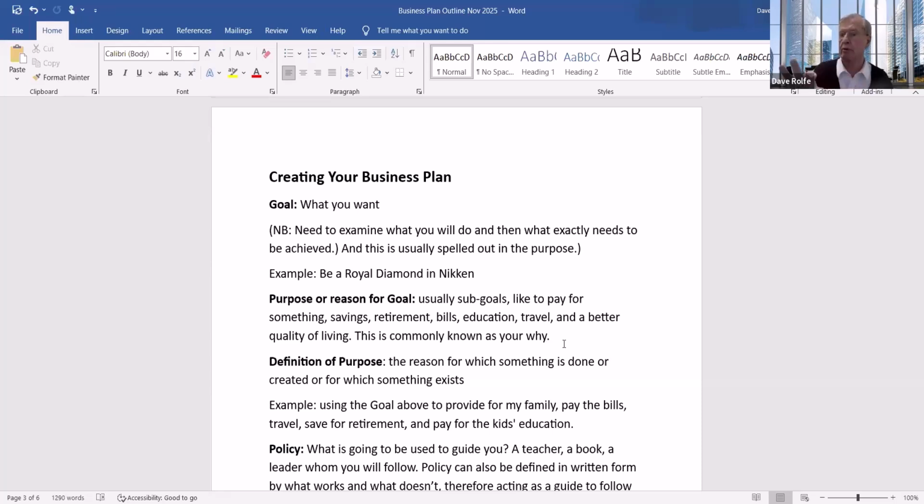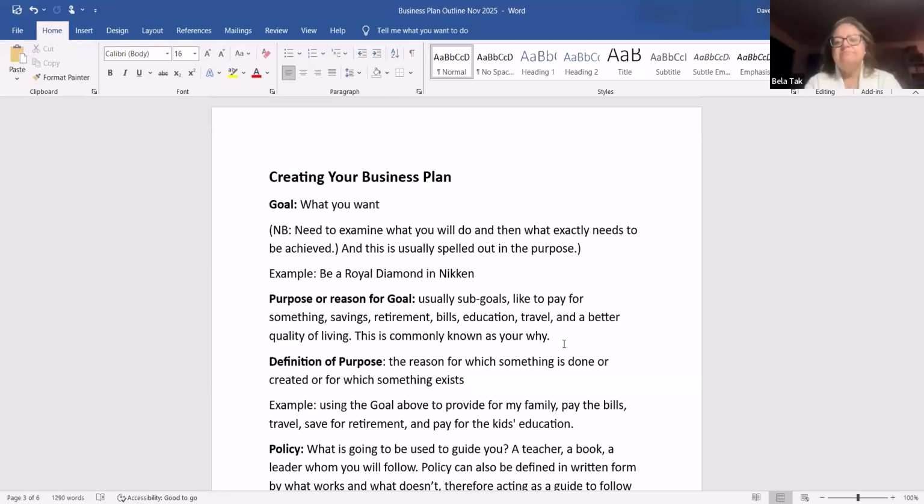And what we've observed in the tracker, you can take this and throw it out if you don't like it, or you can look at it and see how you could utilize it and apply it, because I think this is the crux of the reason why people aren't reaching their goals. See, the goal is then tied to a purpose. What's the purpose? The purpose is the reason for the goal. And the purpose usually is sub goals, like pay for something, savings, retirement, bills, education, travel, a better lifestyle, a way of living. That's commonly called your why.